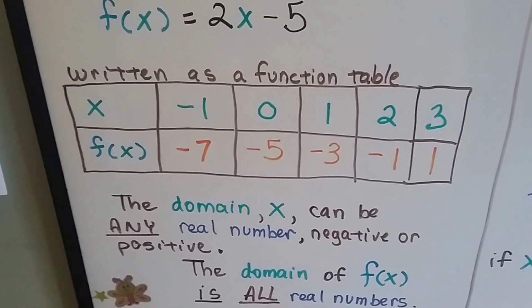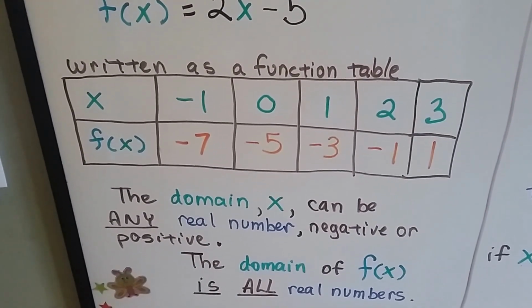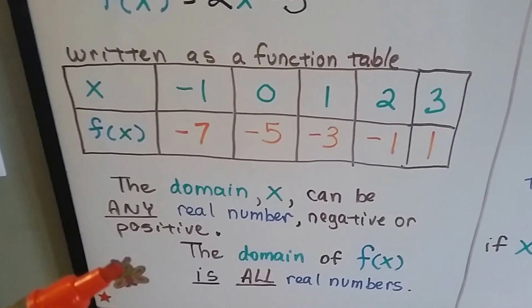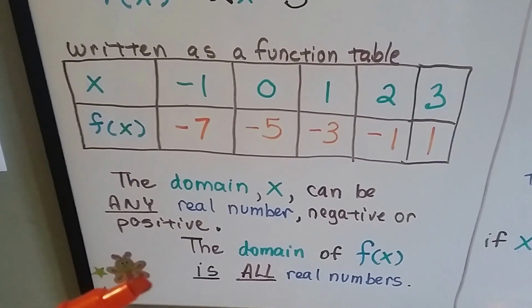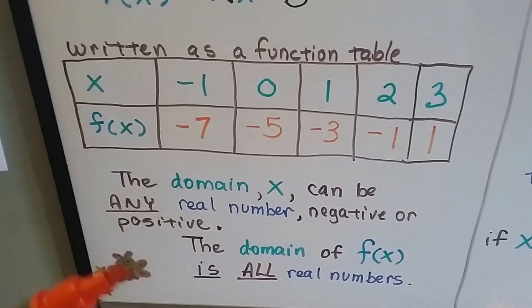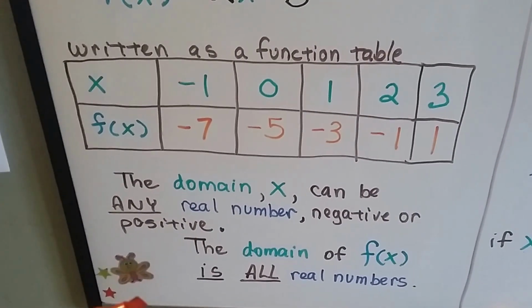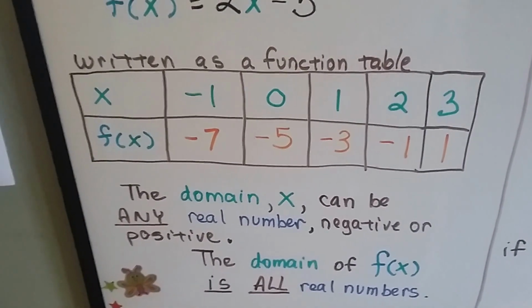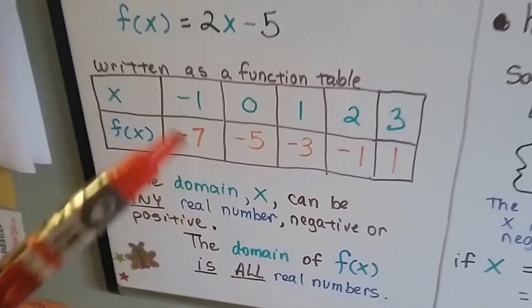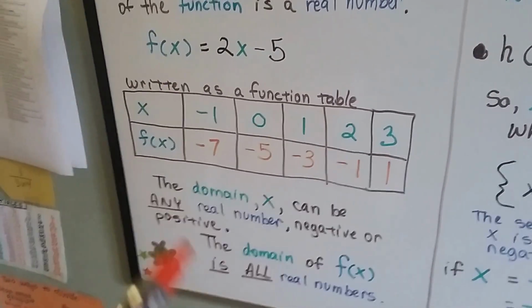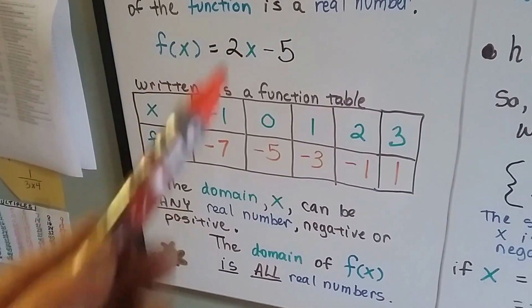So the domain x can be any real number, negative or positive. The domain of the function of x is all real numbers. Negatives, positives, fractions, decimals, okay? Remember, real numbers include all of those. So it doesn't equal just one particular number. It could be anything, and it would make that true.